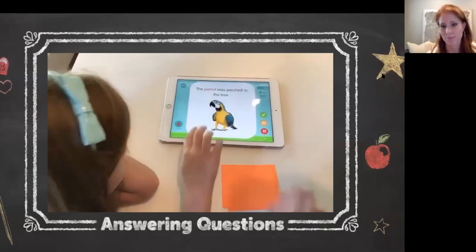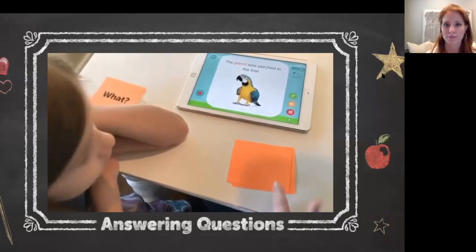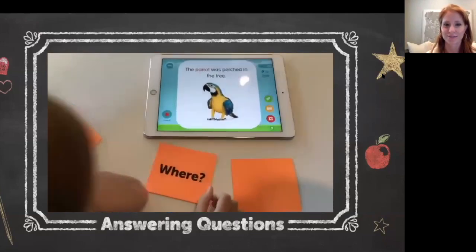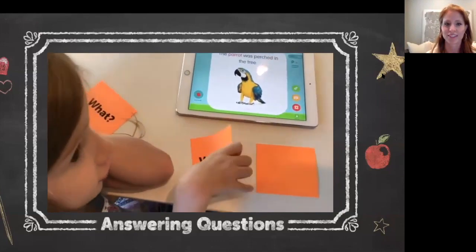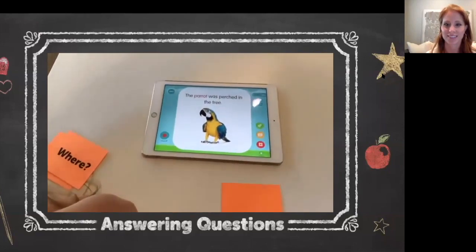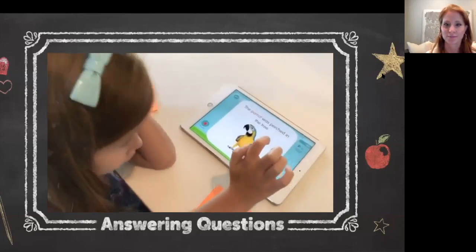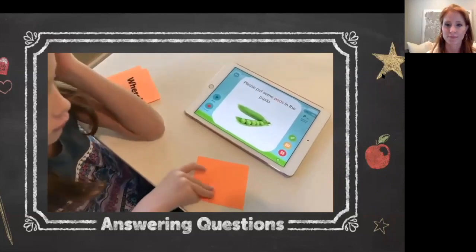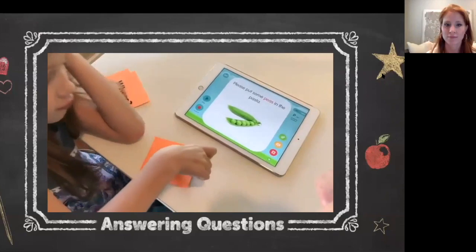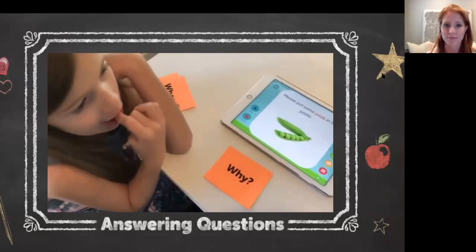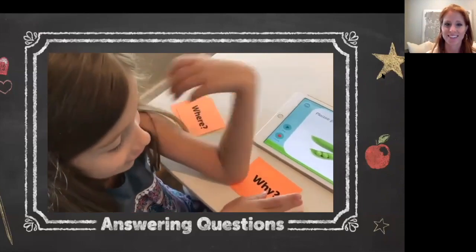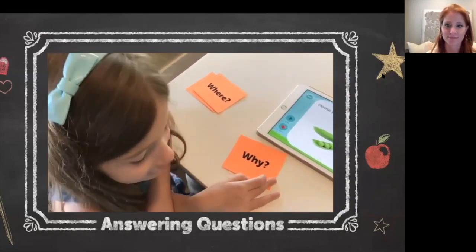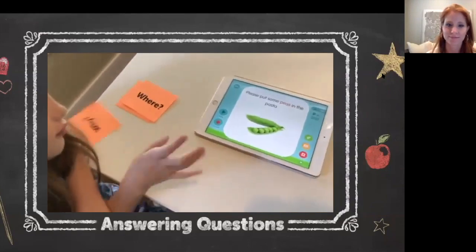Okay, listen to the sentence. The parrot was perched in the tree. Turn over the card. Where was the parrot perched? In the tree. In the tree. Good job. Okay, give yourself a check. Okay, go to the next one. Pasta. Let's see what this one says. Why would you put peas in the pasta? Because it tastes good. Because it would taste good? Uh-huh. I think that's a good answer. Okay, give yourself a check and we're all done.